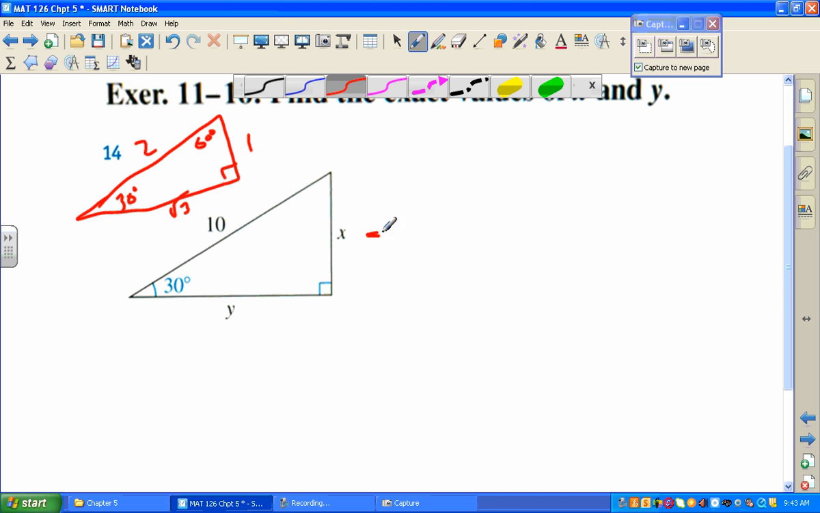5. What's y going to equal? 5 root 3. The short leg is equal to half the hypotenuse. The long leg is equal to root 3 times the short leg. So I find the short leg by taking the hypotenuse in half. I find the long leg by multiplying it by root 3.